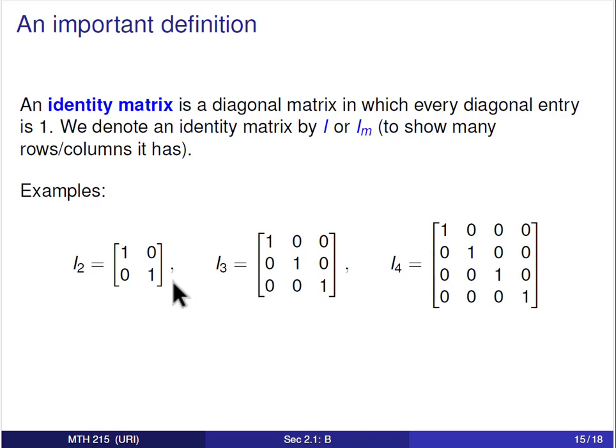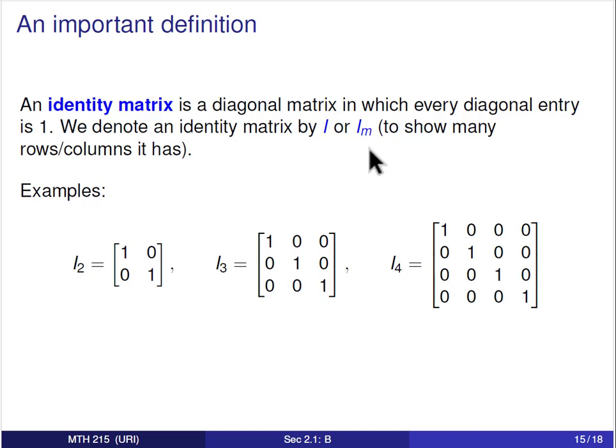1. All right, so this is a diagonal matrix. We call it I2. The 2 indicates how many rows or how many columns there are. I3 looks like that. I4 looks like that. And these matrices all look alike. They all have 1s down the main diagonal. And we write I or I sub m to indicate these.